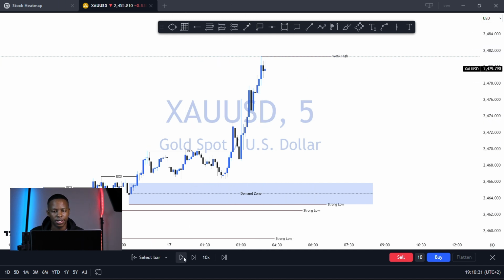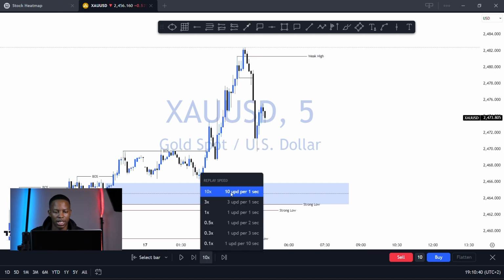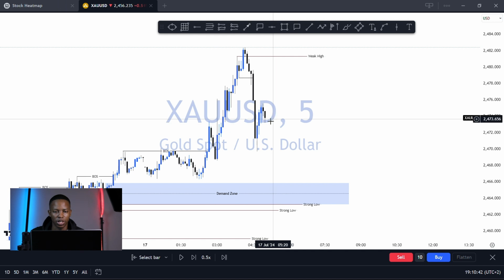Let's see how we're going to confirm that. The other thing is how we're going to confirm that the pullback has begun. We have our recent low right here. We'll wait for price to break this low. Once price breaks this low, we'll know the pullback has begun. Let me just mark this low down.